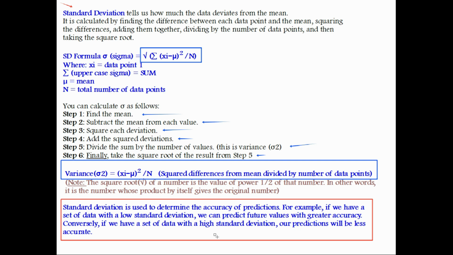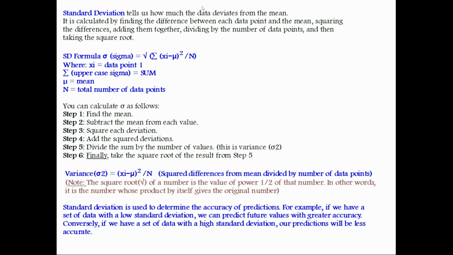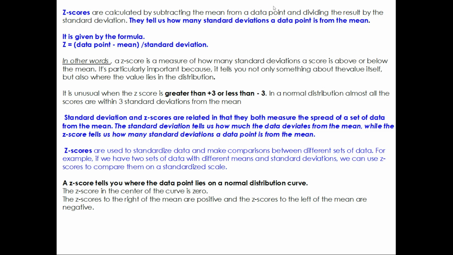And we will use the native function which is available for us in DAX to create standard deviation. Again, to reiterate, standard deviation tells us how much the data deviates from the mean, and it is calculated by finding the difference between each data point and the mean, squaring the differences, adding them together, dividing by the number of data points, and then taking the square root. In our case, we will use the total steps column to find the standard deviation, mean, mode, and also z-scores. And once we do that, we will create a report page which has all those measures.